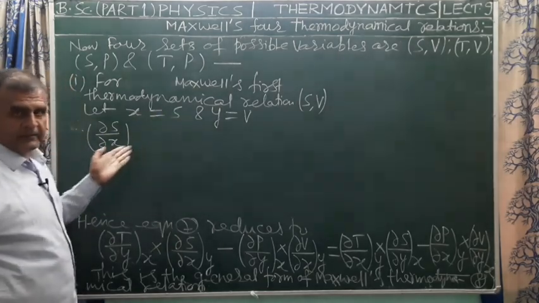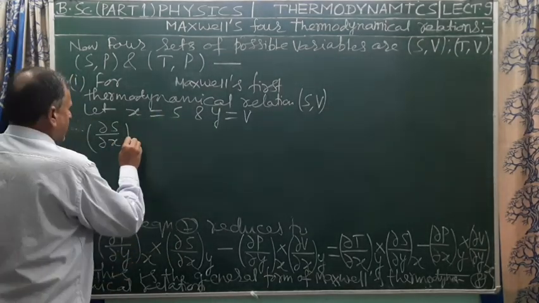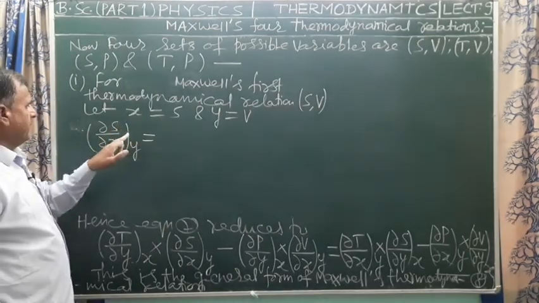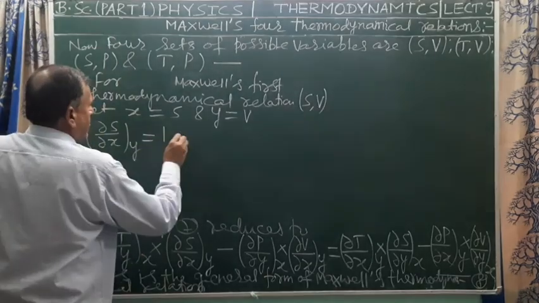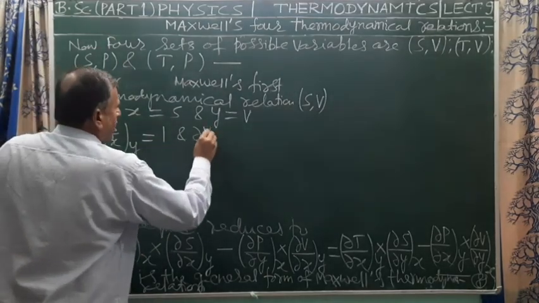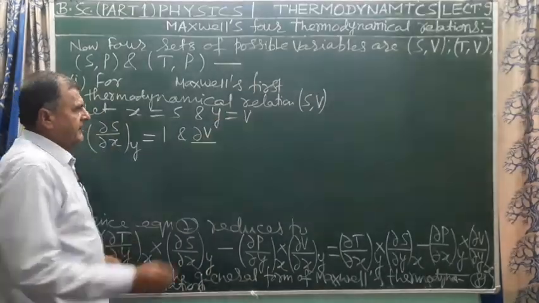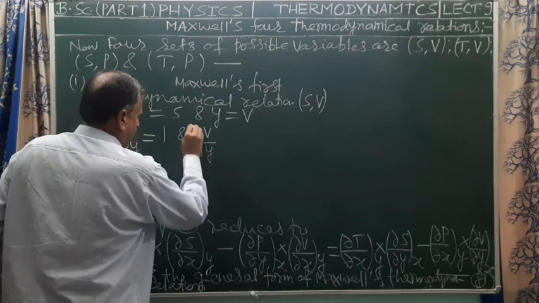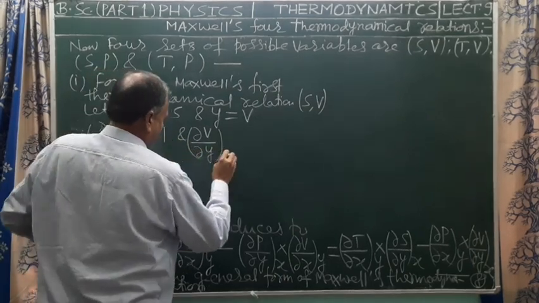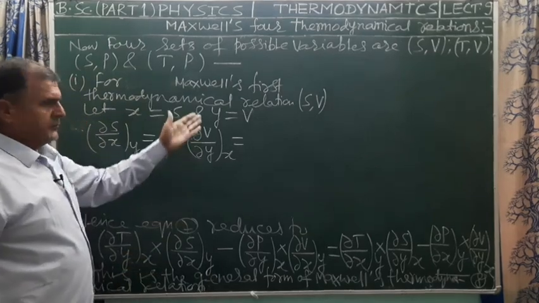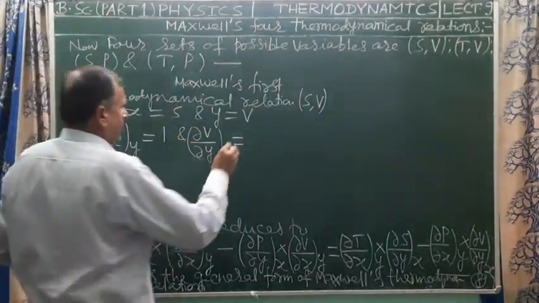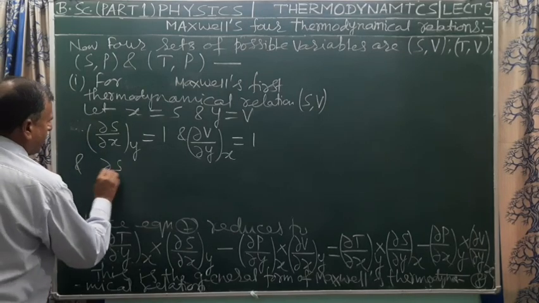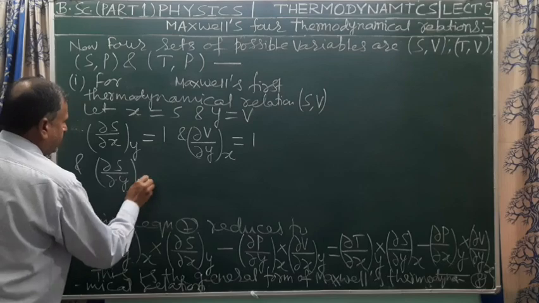अब एंट्रॉपी S को x के रिस्पेक्ट में पार्शियली डिफरेंशिएट करेंगे, कीपिंग y constant. तो ये क्या हो जाएगा, del S upon del x equals to del upon del x of x, that is 1. And similarly differentiating volume V with respect to y, keeping x constant, so del V upon del y at constant x equals del upon del y of y in LHS. So it is equal to 1, and del S upon del y at constant x is equal to 0.